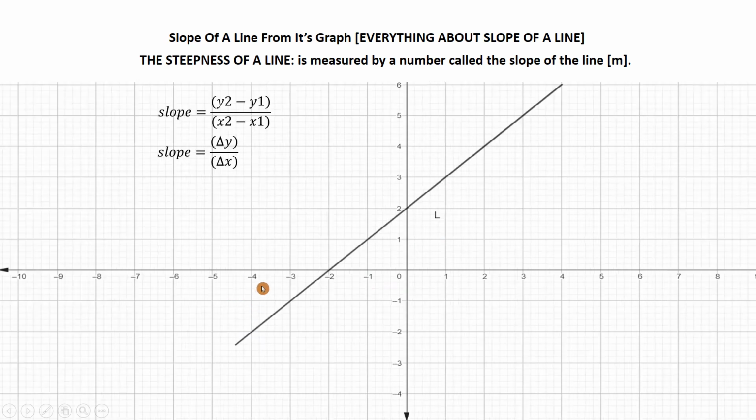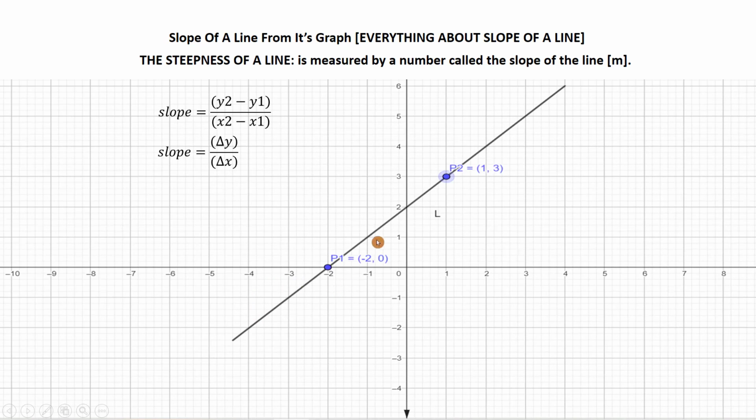Let's solve an example. For example, we have two points, point 1 and point 2. P1 has coordinates x1, which is minus 2, y1, which is 0, and the coordinates for point 2 are x2 equal to 1, y2 equal to 3. Let's find the slope. Slope is delta y over delta x. The slope is equal to the ratio of change in y direction over x direction. And just substitute the points into this formula.